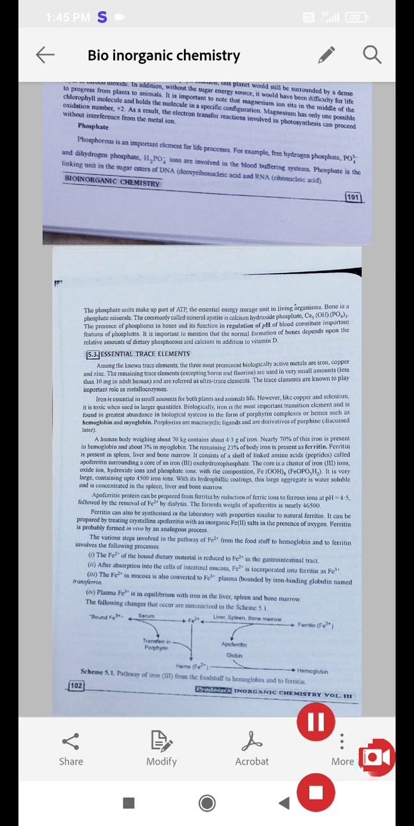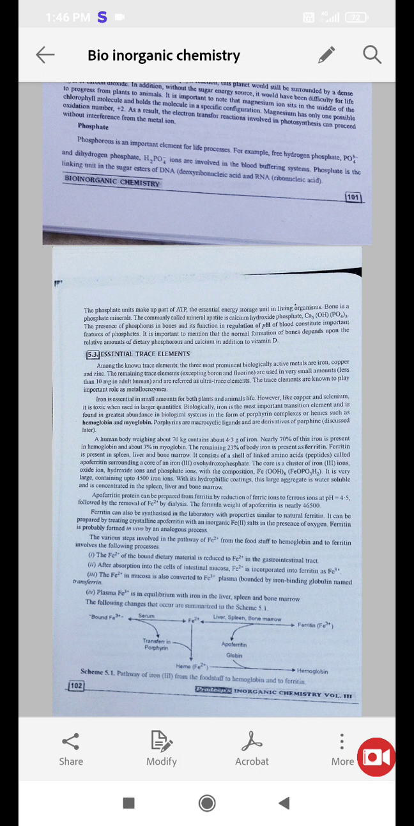Essential trace elements. Among the known trace elements, the three most prominent biologically active metals are iron, copper, and zinc. The remaining trace elements, excepting boron and fluoride, are used in very small amounts, less than 10 mg in an adult human being, and are referred to as ultra trace elements. The trace elements are known to play an important role as metalloenzymes.